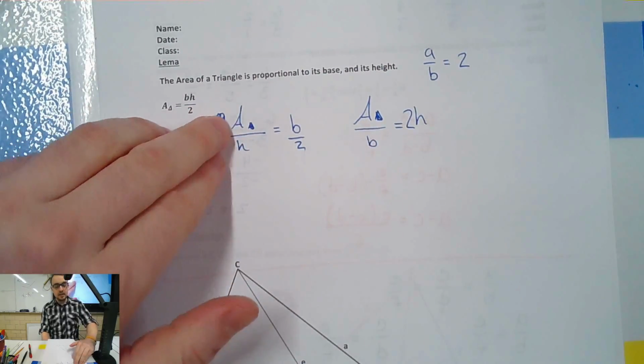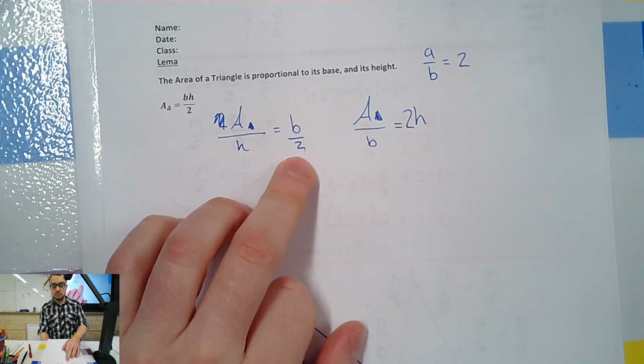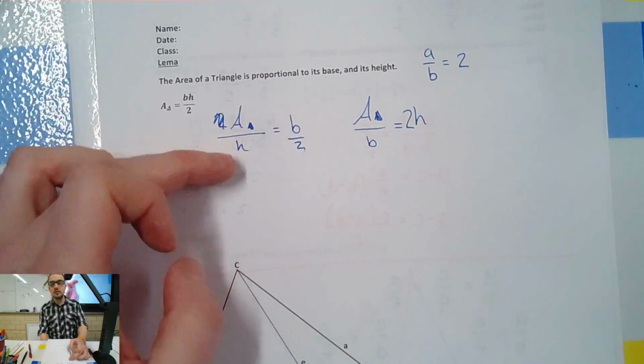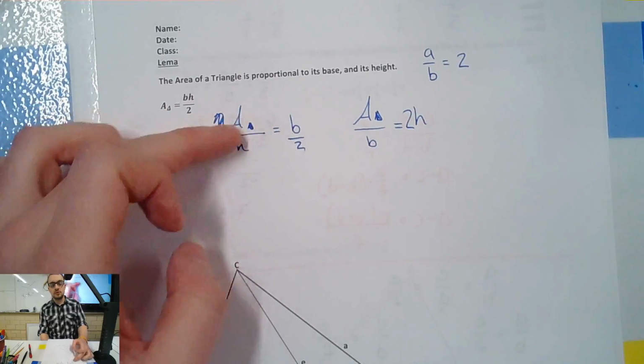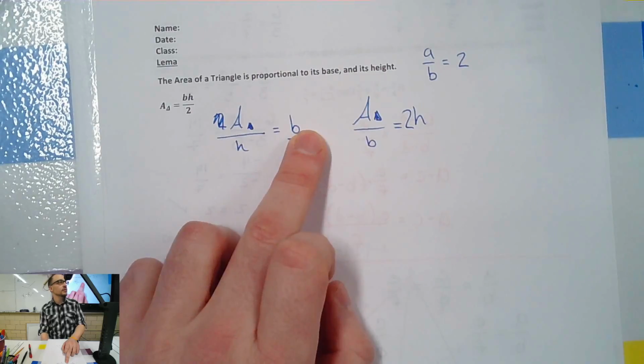So if area is 6 and height is 3, then the relationship is 2, right? So B would have to be 4. You know what I'm saying? If that's 6 and that's 3, what's 6 divided by 3? 2. And so B would have to be 4. Do you see, if you know how they relate, you can figure out what B is, right?